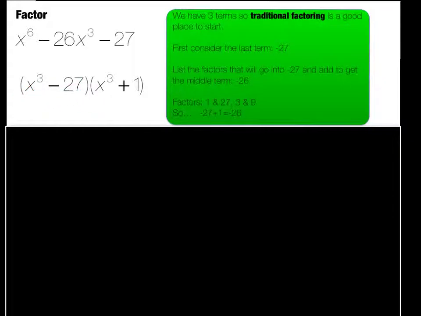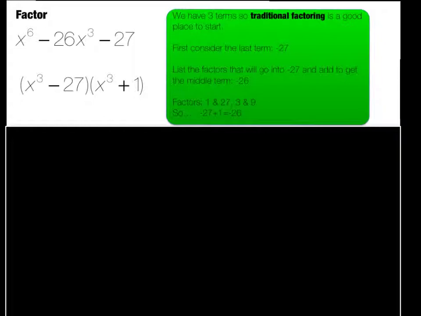Remember, if we were to take this and FOIL by multiplying the two first terms together, you'd have to add your exponents. So it'd be 3 plus 3 to give me 6. That would give me x cubed and then negative 27x cubed. So when I combine those values, I get negative 26. And of course, the very last part, negative 27 times positive 1 would give me negative 27. This allows me to confirm that I did the factoring correctly.